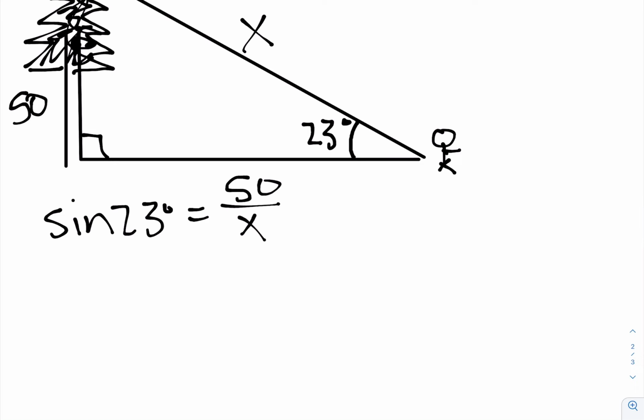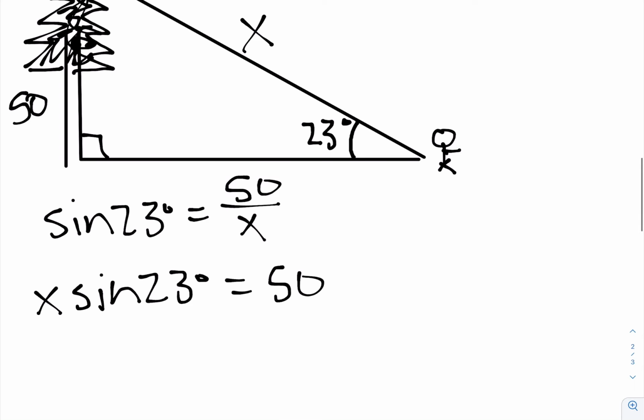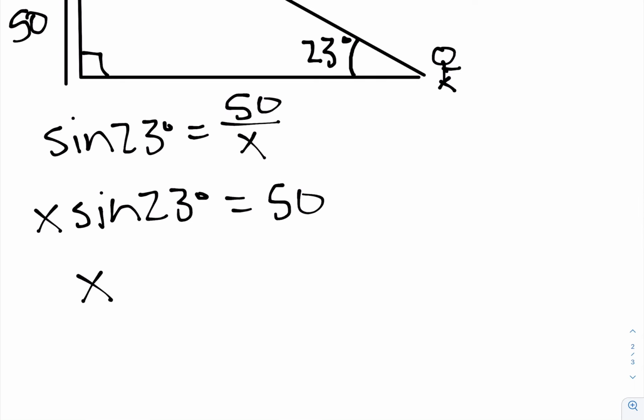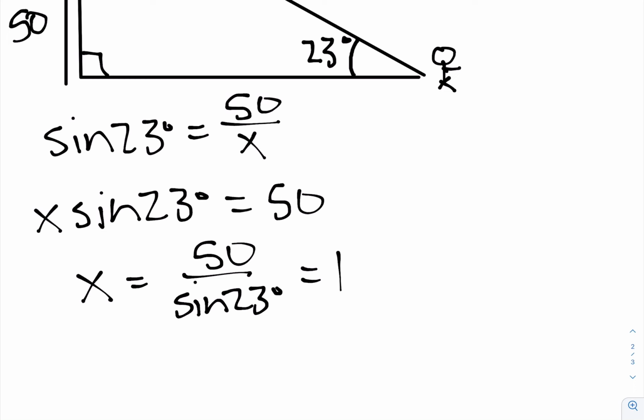Okay, so like I did last time, we're going to multiply both sides by x, so it's x sine 23, right? And that's going to be equal to 50. And then we're going to divide both sides by sine 23. Last time it was tan 23, this time it's sine 23. So sine, tangent, and cosine, they do make a difference in your answer. 50 divided by sine 23 is going to be 128.